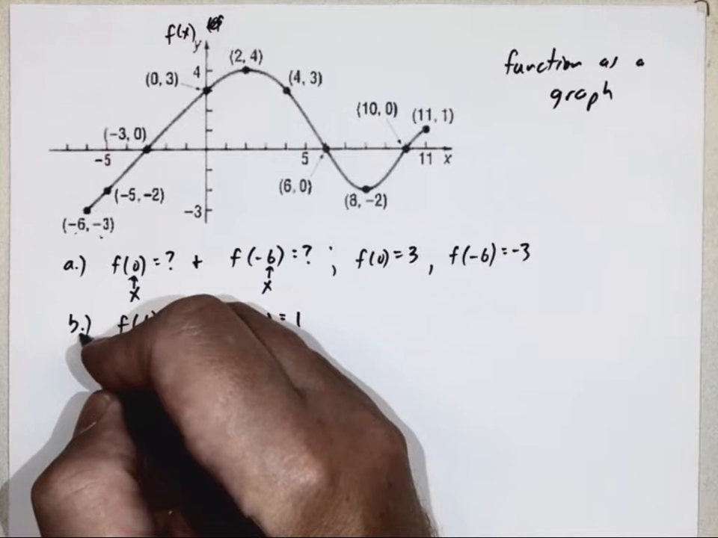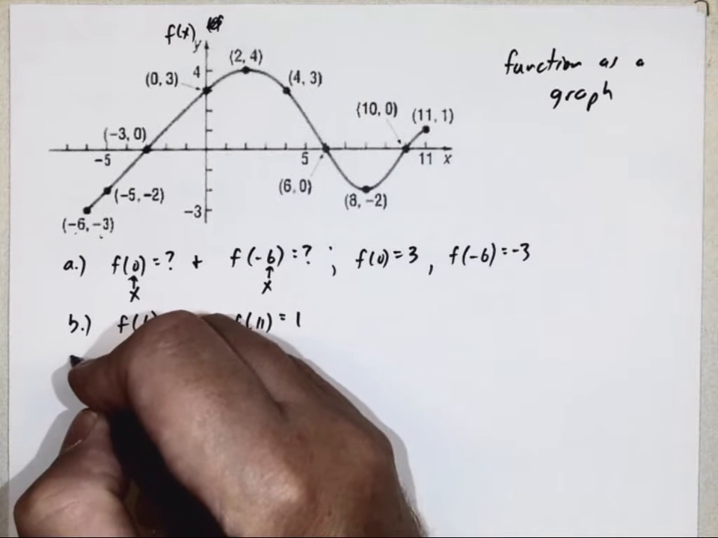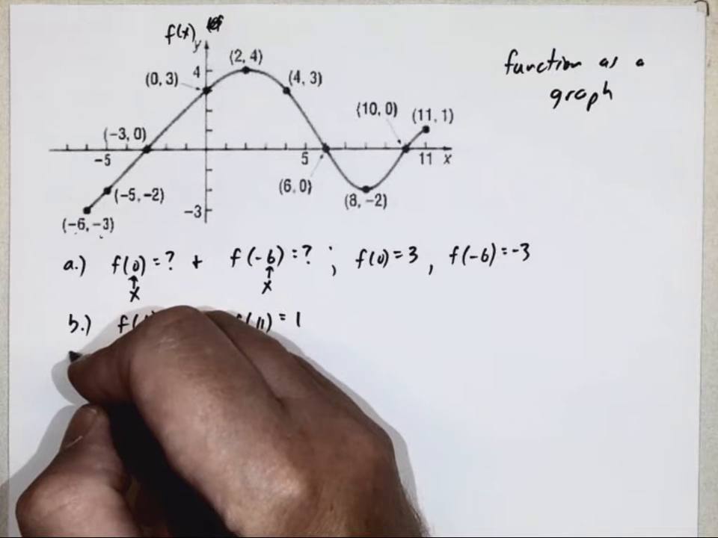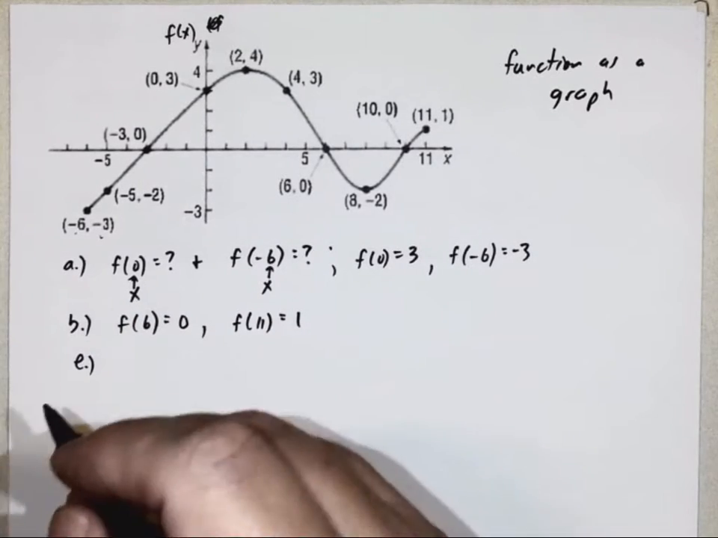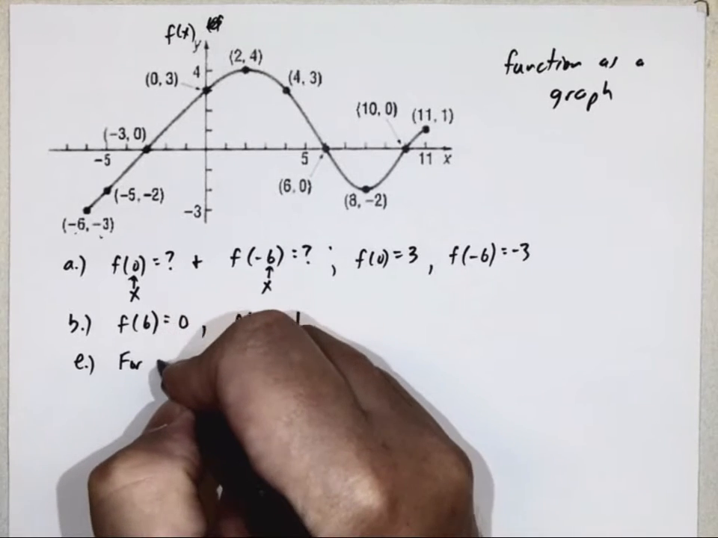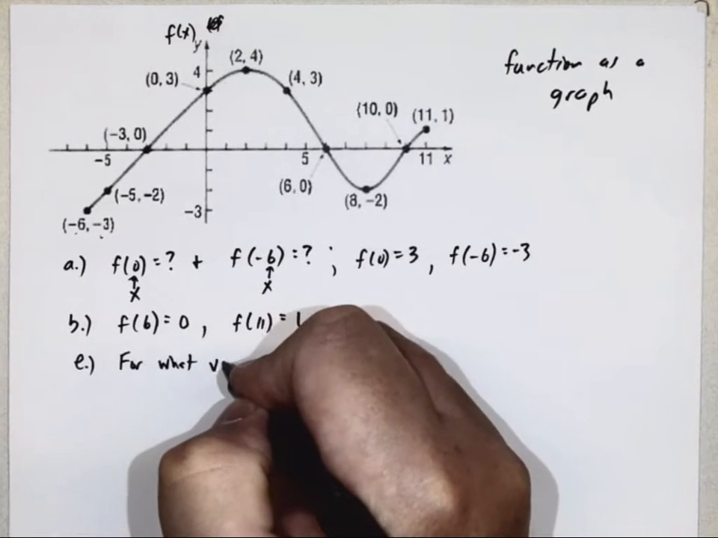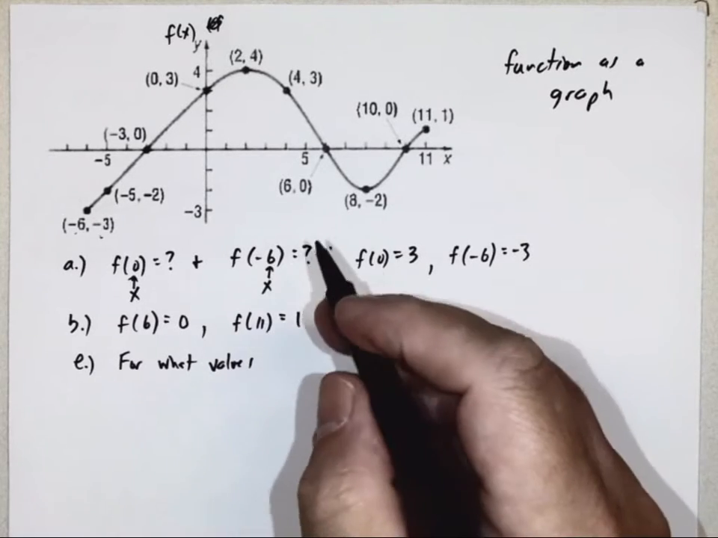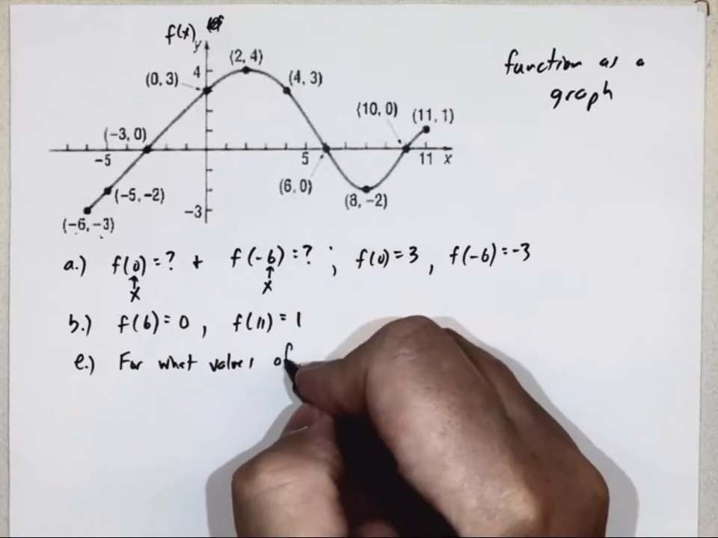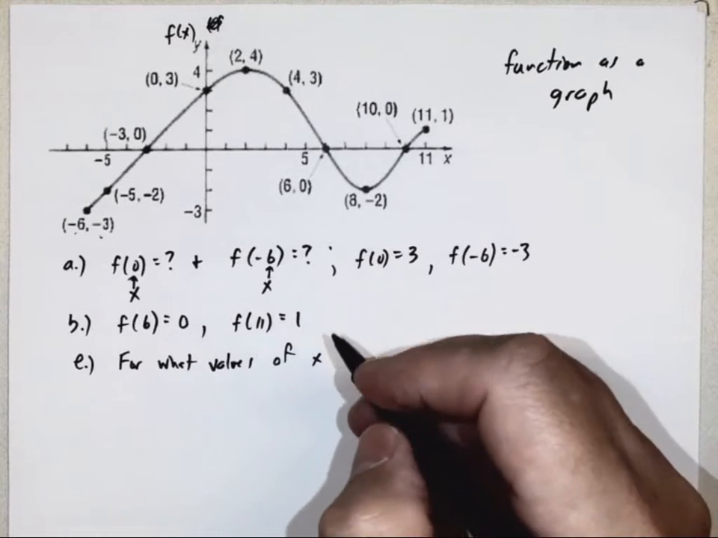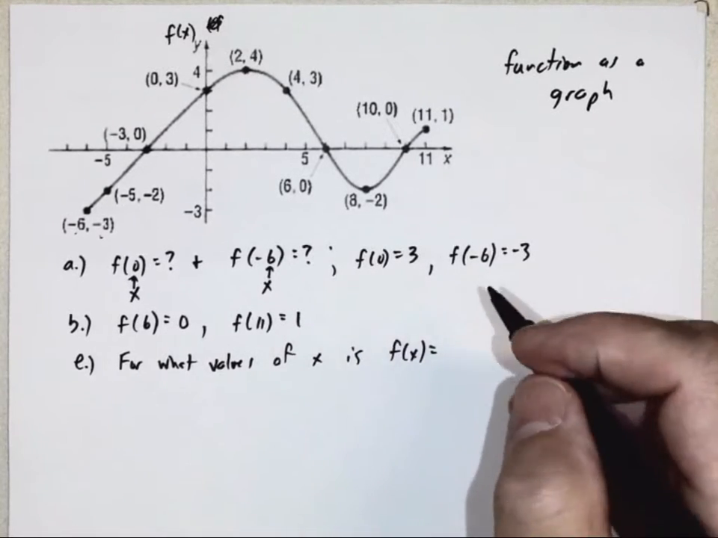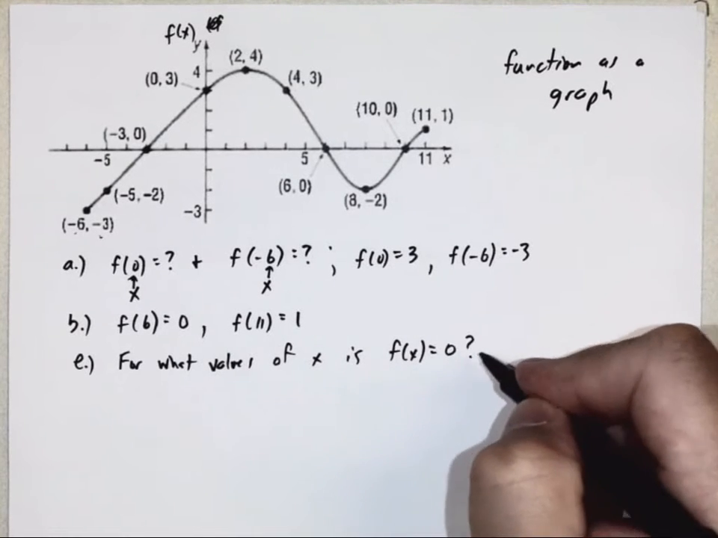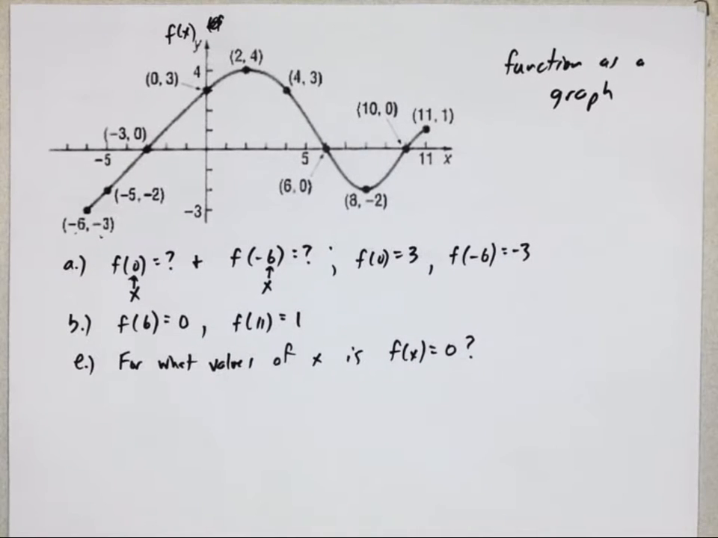Now the next two, actually I'm going to skip, just do the ones that I think are useful or interesting. If I go to question E on here, here's the question: for what values of x is f of x equal to 0? For what values of x is f of x equal to 0?